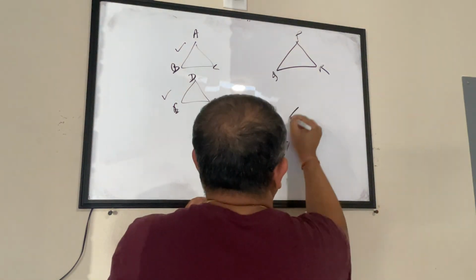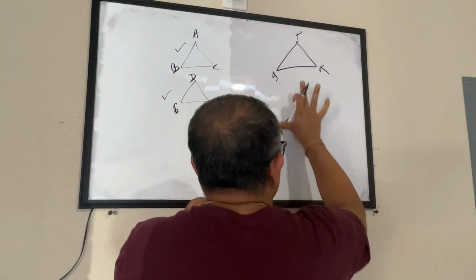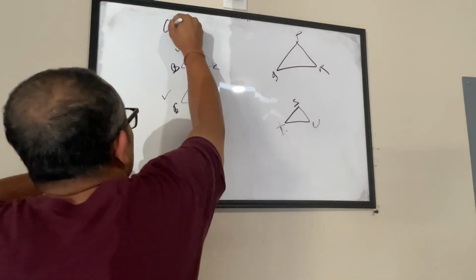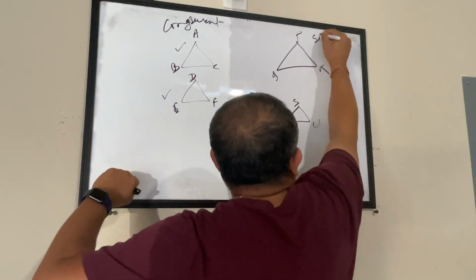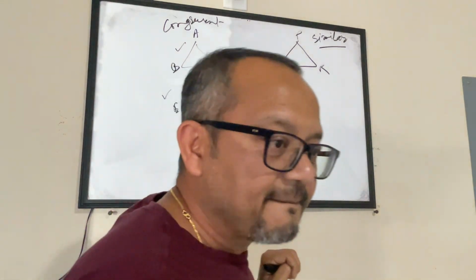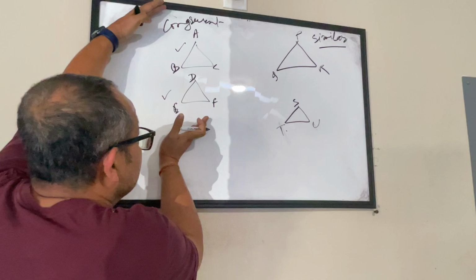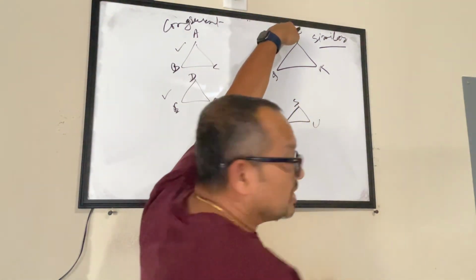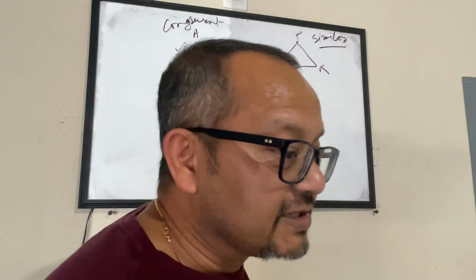and STU. This is congruent and this is similar. People who are not talking, they can go on mute. Okay. So this combination of triangles are congruent, and this combination of triangles are, I'm saying, similar.